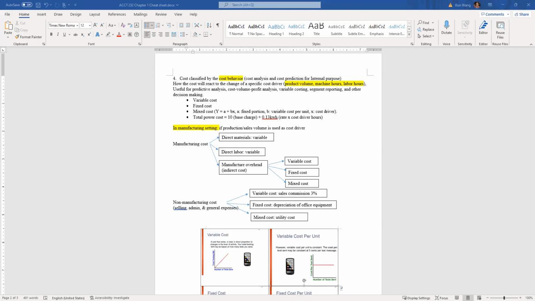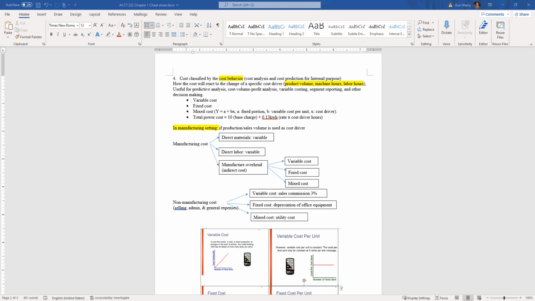Hello, in this video, let's review the other important way to classify cost for internal management only: variable cost as compared to fixed cost, based upon the cost behavior. For human behavior, we observe how people behave or react in different social situations. For cost behavior, we try to observe how cost will change when the cost drivers increase or decrease.